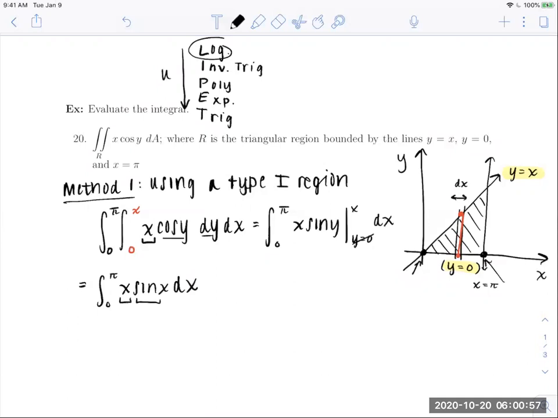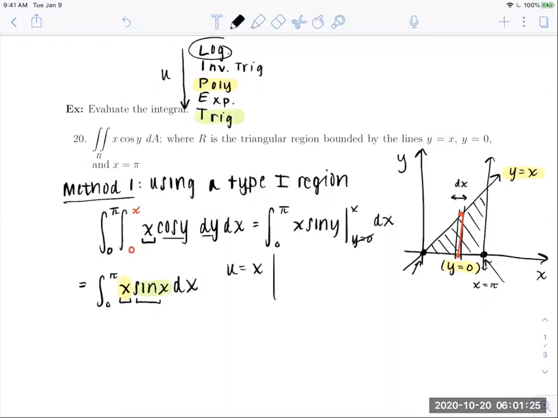u. When I take a look at my two terms here, I have x, which is a polynomial, and I have sine x, which is a trig function. So you can see in the decreasing order that LIPET gives us, the polynomial wins out. So I'm going to let u be x, which seems kind of silly because we're just trading all x's for u, but bear with me here.